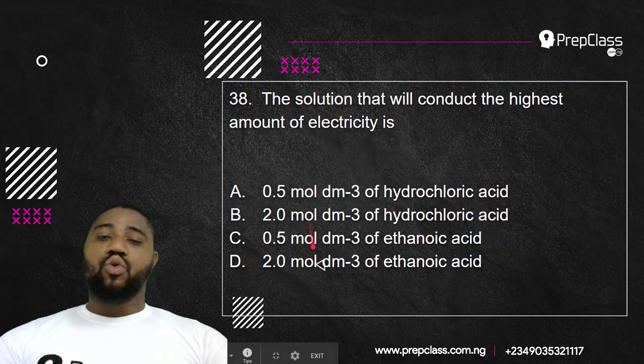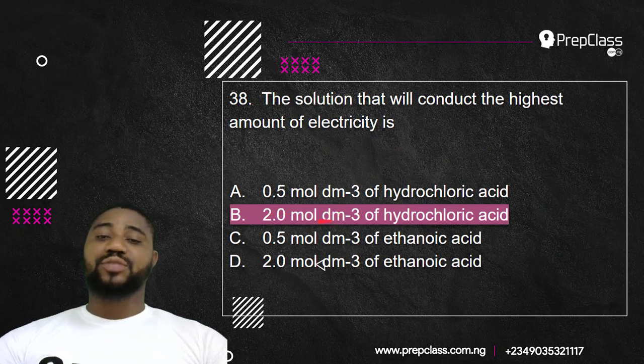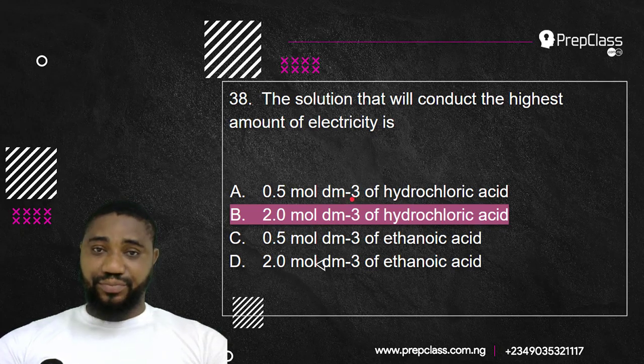So now, we will remove ethanoic acid, and consider between 0.5 mole per dm³ hydrochloric acid and 2.0 mole per dm³ hydrochloric acid. If you look at these two, you see that 2.0 mole per dm³ hydrochloric acid is more concentrated than the 0.5 mole per dm³, because it will have more concentration of hydrogen ions and also chloride ions. So this one will conduct more electricity. So the correct answer is option B, because it has more concentration of the acid than the 0.5 mole of hydrochloric acid. I believe you understand this.